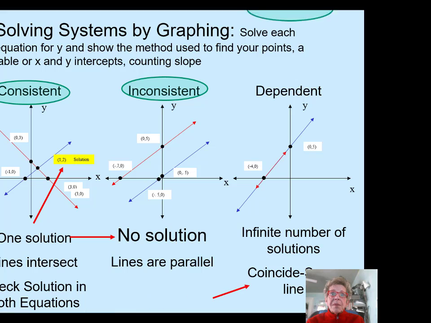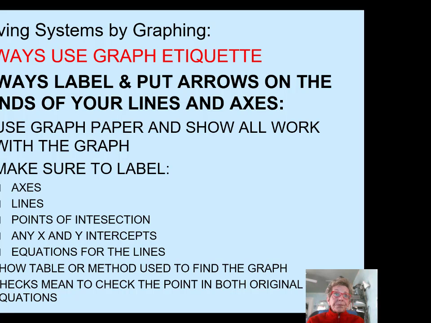And the third system is a dependent system. A dependent system is when you solve the equations to graph, you find that they are the exact same equations, and therefore the two lines lie one on top of the other. Again, that's the same line, and there is an infinite number of solutions for that system.